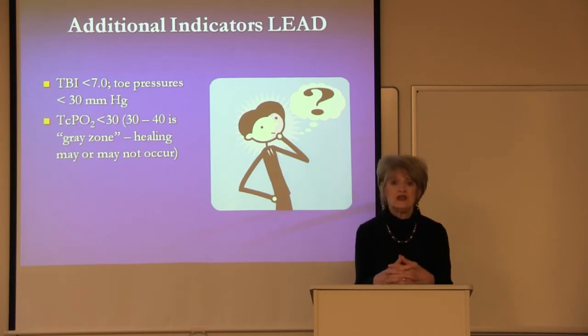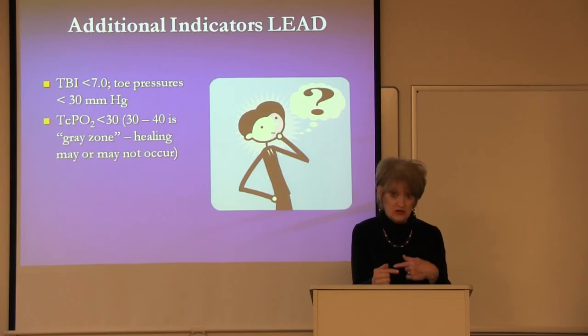TCPO2 is being used more and more in vascular labs to evaluate both macrovascular and microvascular blood flow. When you think about it, ABI measures macrovascular flow, what's going on at the level of the posterior tibialis and the dorsalis pedis. Those are mid-sized vessels. TCPO2 measures oxygen in the tissues. If you do TCPO2 at the level of the toe or a non-healing wound, it's going to tell you how much oxygen is being delivered to the tissues.